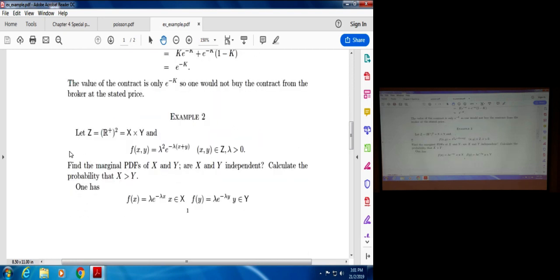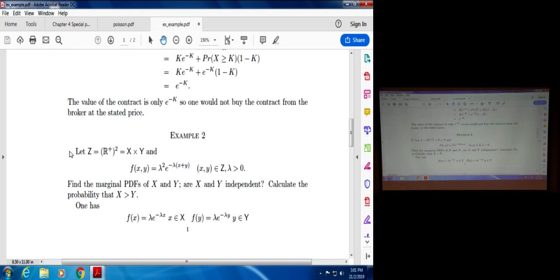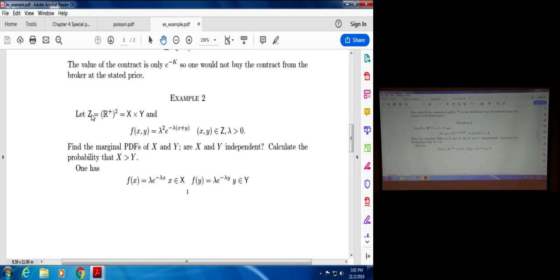So this is a kind of throwback to the last chapter. If you remember, we were looking at joint PDFs, independence, probabilities of x bigger than y, and so on and so forth, and that's what we're going to do in this example. Suppose we define this set Z, which is just R plus times R plus. Okay, so this is just the non-negative numbers squared. This represents the values which are in 0 to infinity, and so does this one.